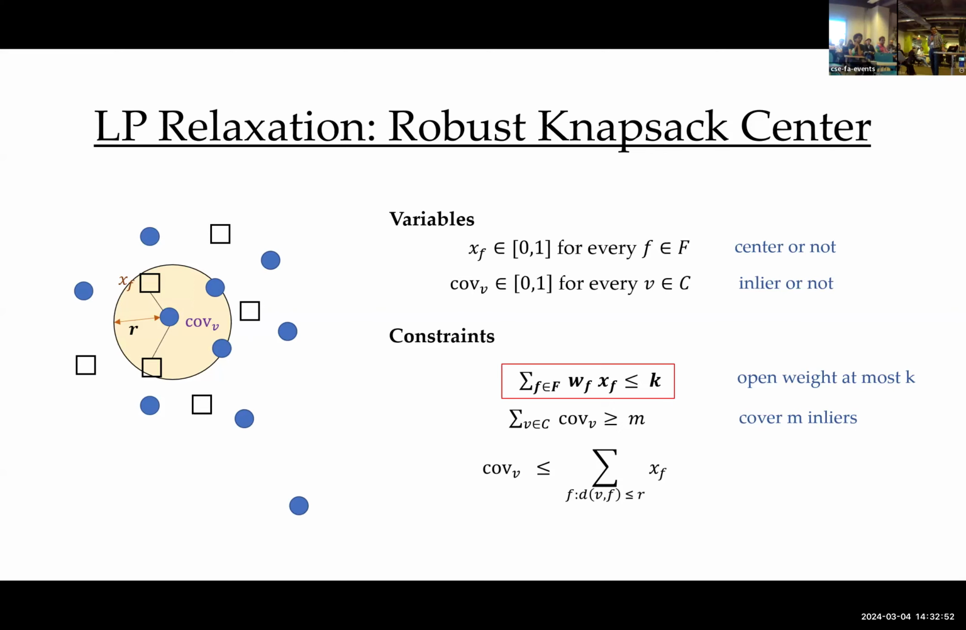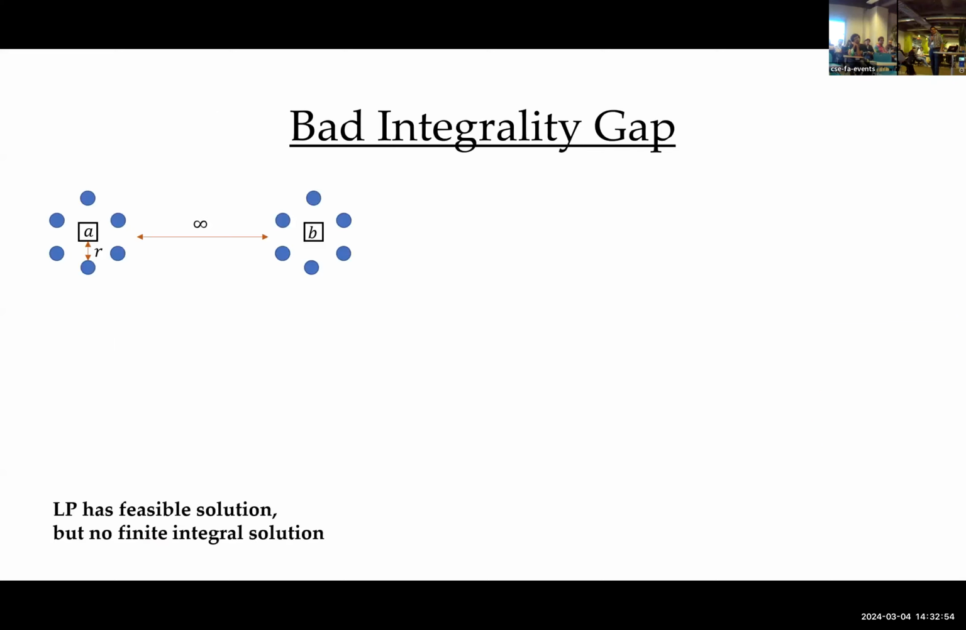So let's look at the bad example. Again, hopefully I have not mucked up this one. This is my metric space. I have two possible centers, A and B. They have 6 clients all around them, and across them they have distance infinity. The weight of A is 6, the weight of B is 1, and K is 6. I can open at most 6 things, but I have to cover 11 of these.